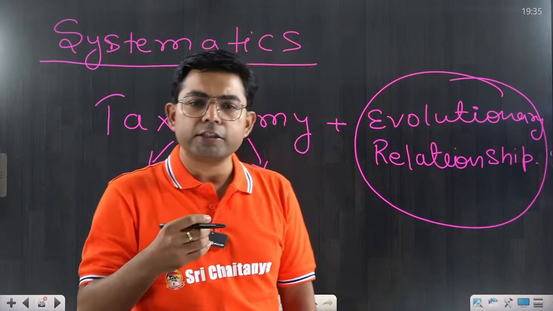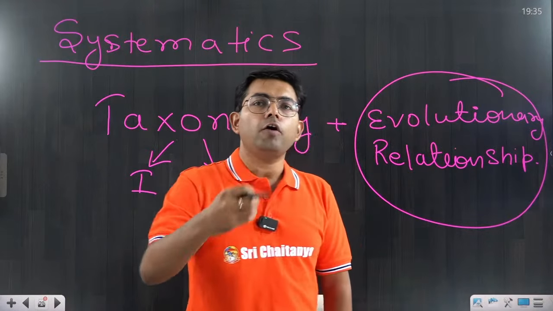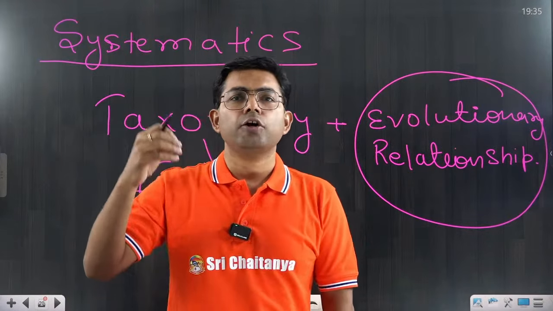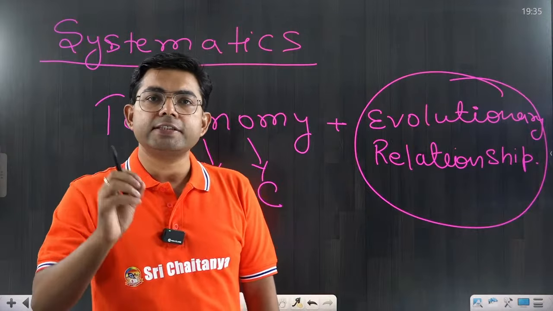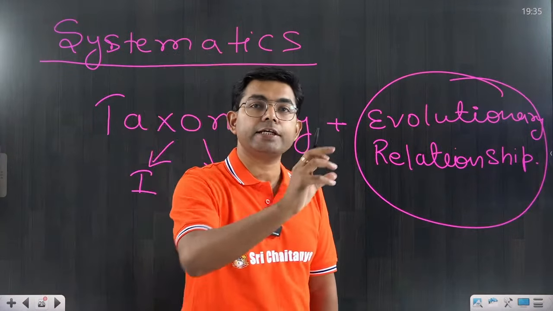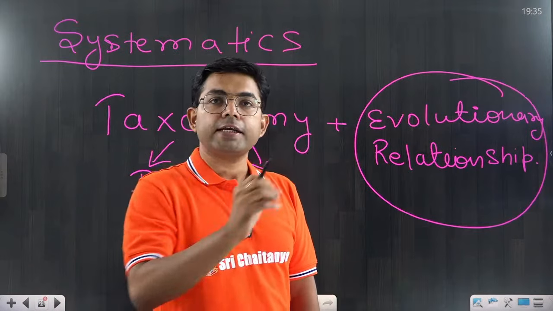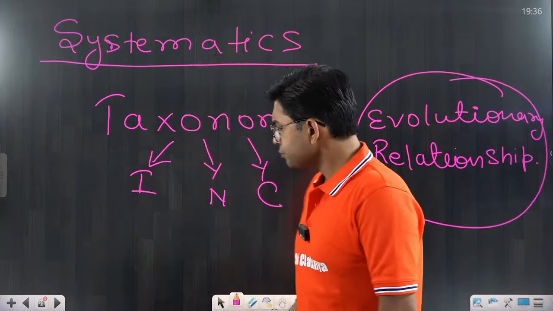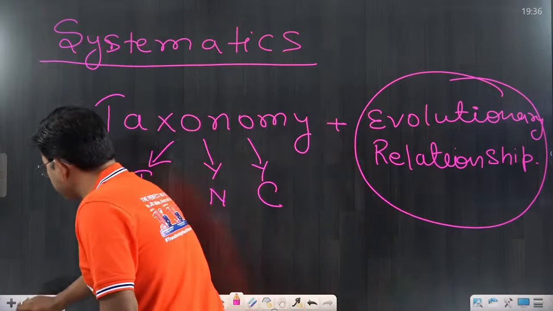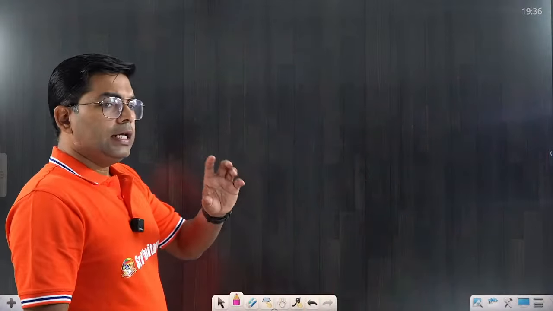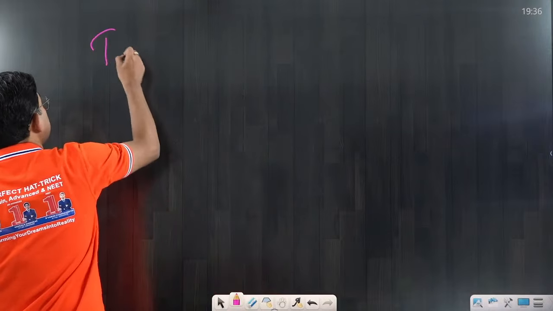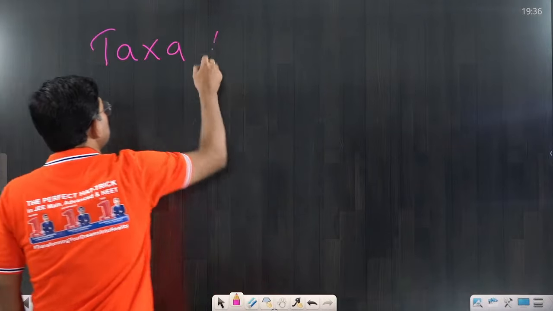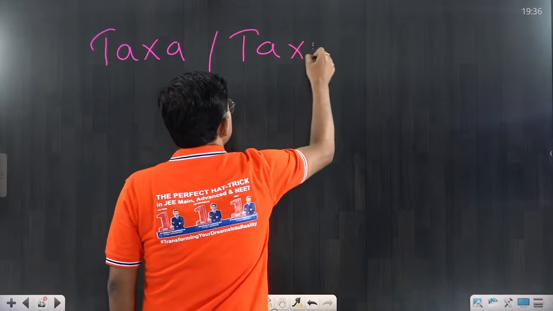For example, we all say that humans evolved from monkeys or chimpanzees. So what is this? This is the evolutionary relationship. So evolutionary relationship is considered in systematics. Then further if we move ahead, in case of taxonomy, there is a term called taxa or taxon. Now what is it?